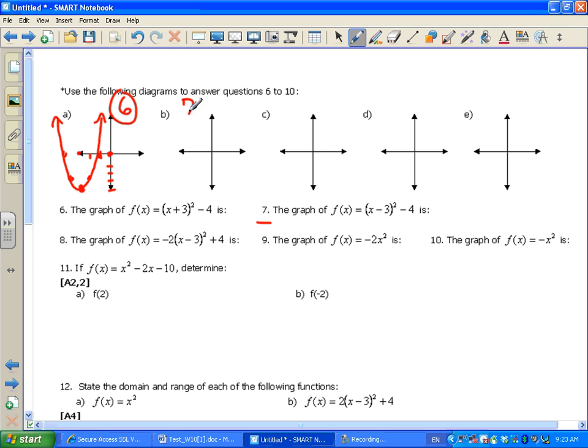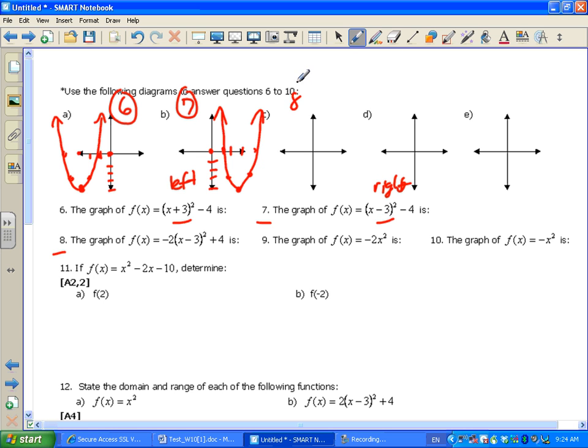Number 7. Same idea. Only difference is h is negative 3. If h is negative 3, that means we move in the positive direction 3. And k is negative 4, so we still are down 4. Over 1, up 1. So the difference between number 6 and number 7 is that they just have horizontal opposites. This one moves 3 to the left. This one moves 3 to the right.